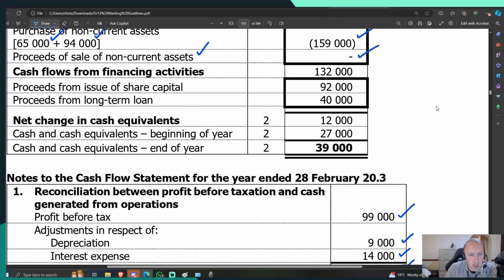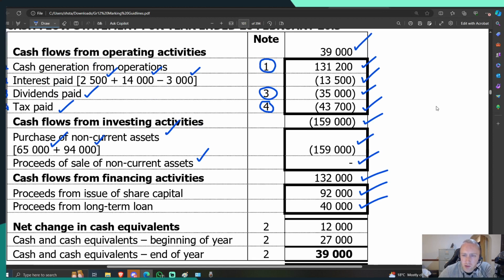Proceeds from issues of share capital, there's our 92,000 Rand cash inflow. Proceeds from long-term loan, there's a 40,000 increase in the loan amount, that is a cash inflow, and a total cash inflow from financing activities of 132,000. Now before we continue, let's do a quick analysis here.